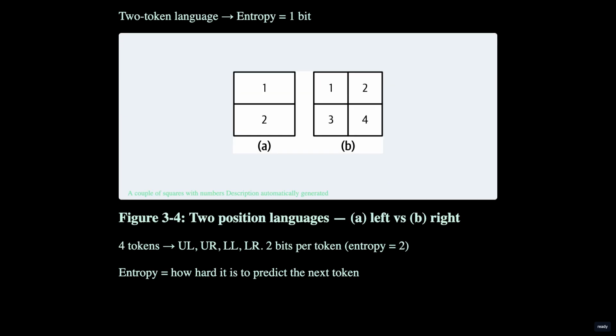Entropy quantifies unpredictability. Lower entropy means tokens are easier to predict and each token carries less new information. For example, a language with only 2 tokens is more predictable than one with 4 because you choose from fewer options. If you could perfectly predict the next token, it would carry no new information at all.